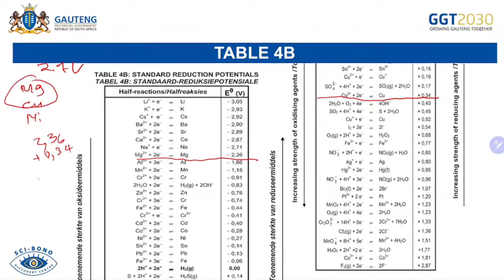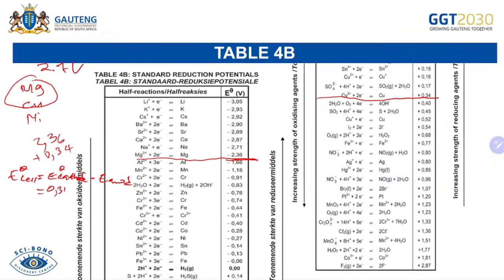But they said show it through the calculation. So you are able to say, okay, E of a cell will be equal to E cathode minus E anode. This one, the anode, is obviously at the top of the table, so you know that your magnesium is the anode, and your cathode is 0.34.